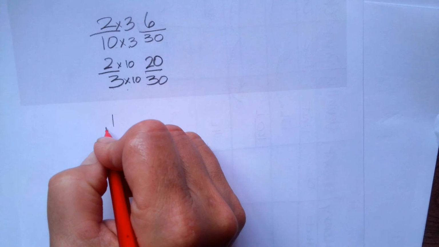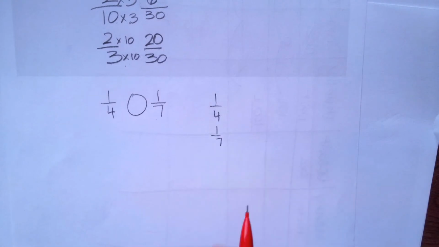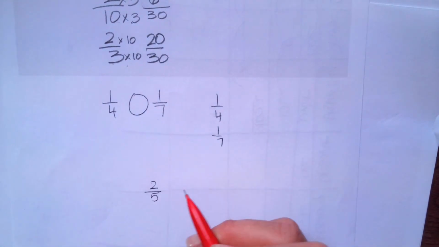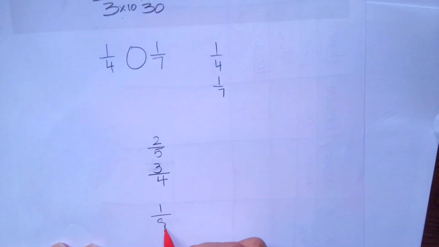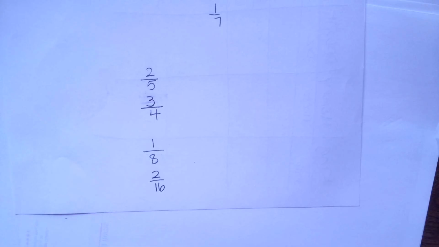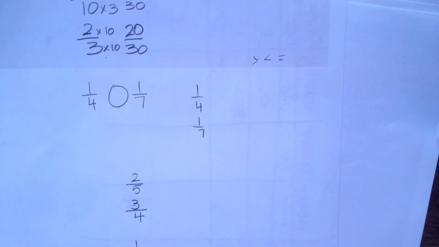So for homework, you're going to do 1/4 and 1/7. Is it greater than or less than? You're going to find the common denominator and then compare the two. Then you're going to do 2/5 and 3/4, and then 1/8 and 2/16. That'll be your homework. Tell me whether 2/5 is greater or 3/4 is greater, and whether 1/8 is greater or 2/16. These can all be greater than, less than, or equal to. Make sense? Yeah. All right, awesome.